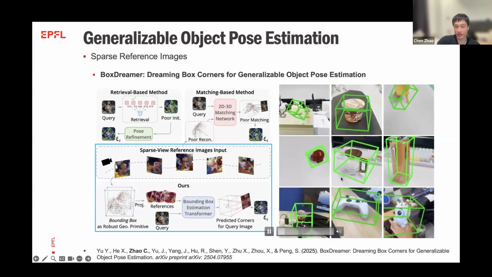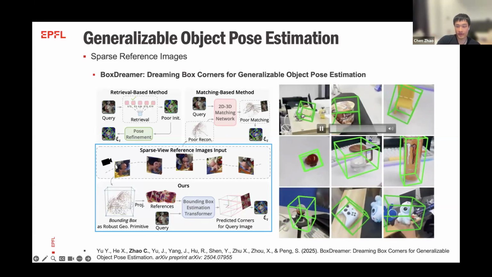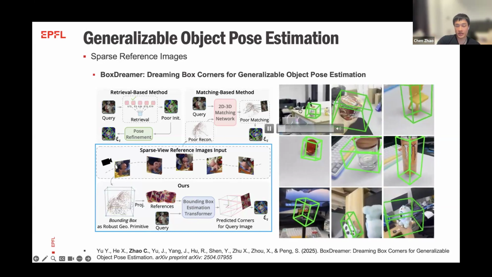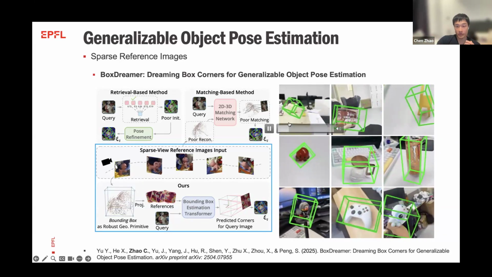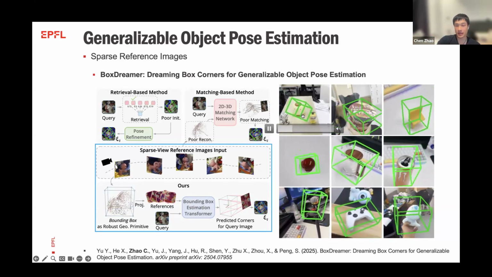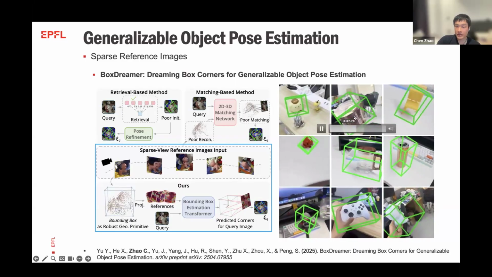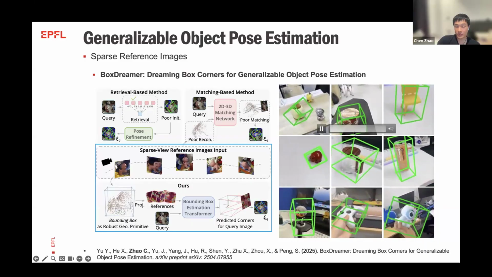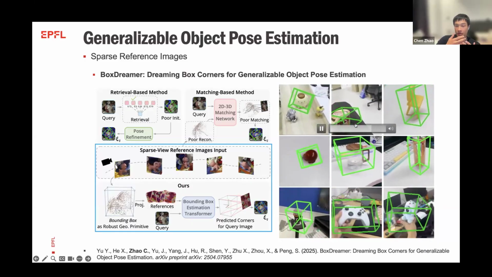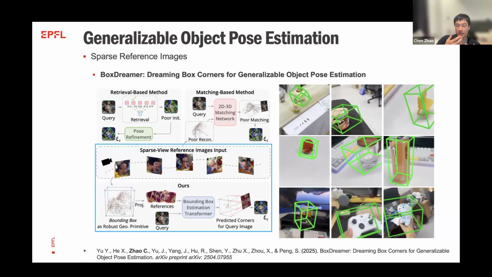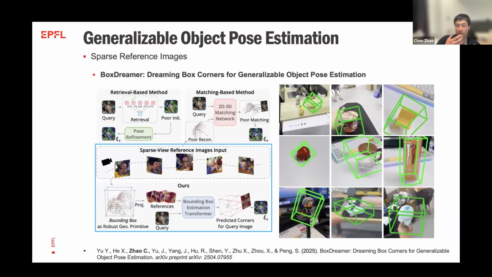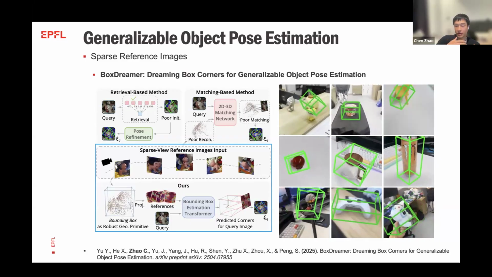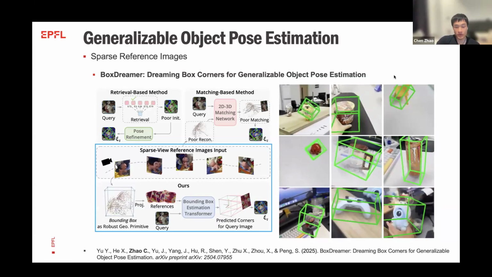And here I also have some demos. You can see for all of these unseen objects, our method is able to robustly get the object poses. And also in some cases, for example this one and this one, there is occlusion because of the hand. And in this case, we can still robustly get the object pose, meaning that our method is quite robust to the occlusion.